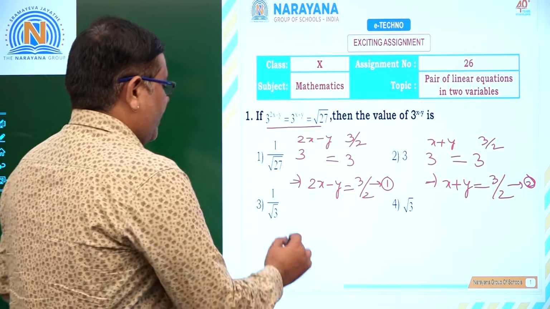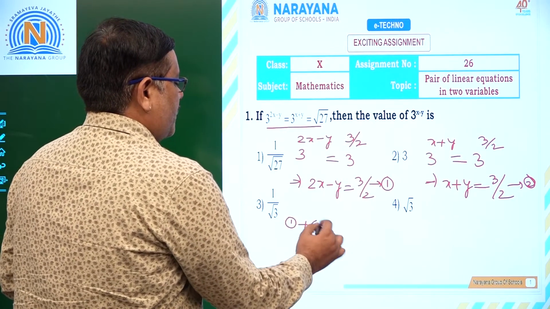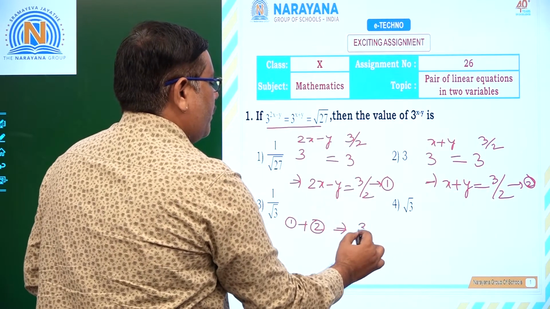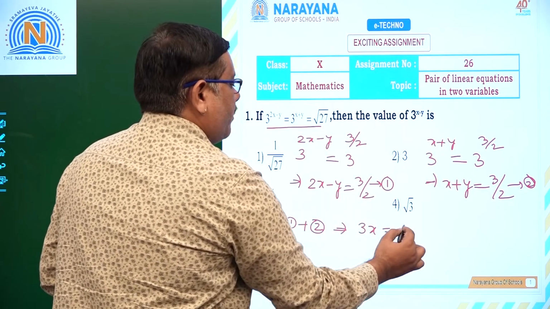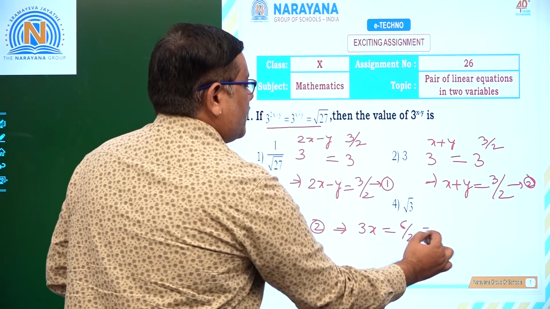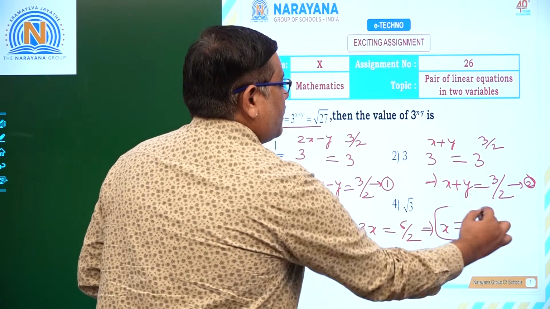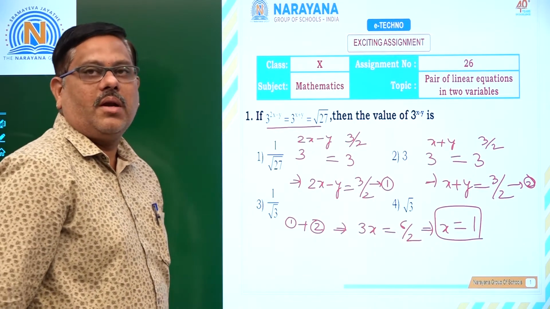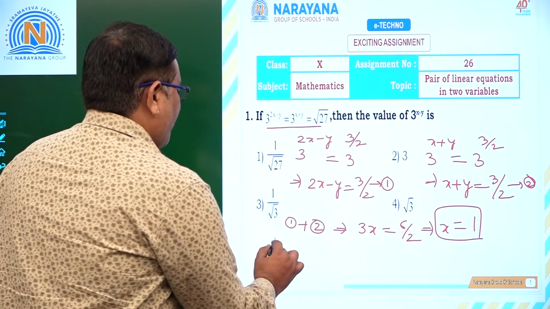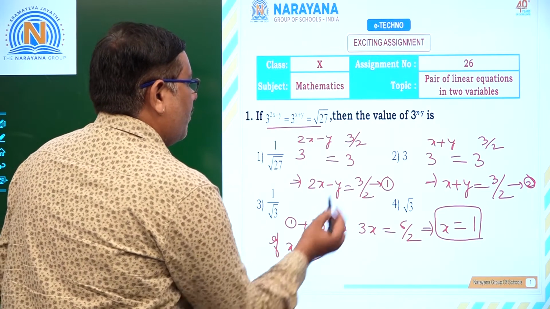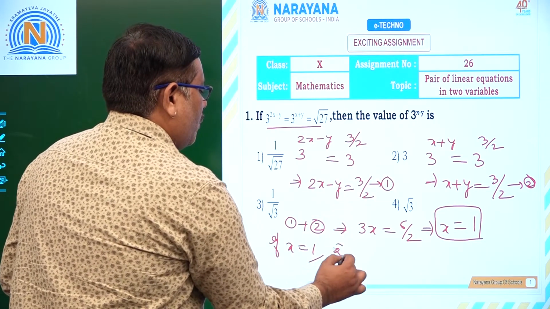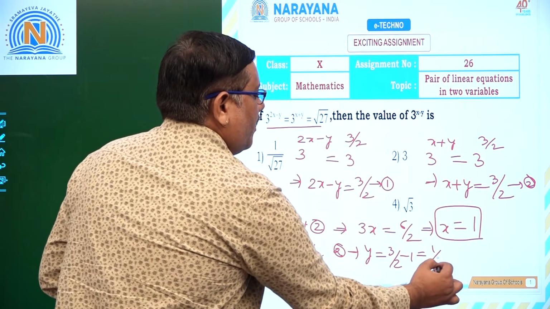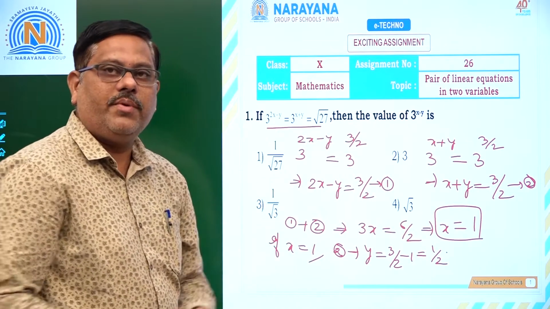Let us add up first equation as well as second equation. First condition and second condition, if at all you add up 2x minus y, x plus y, that is going to be 3x. That is equal to 3 by 2 plus 3 by 2, that is 6 upon 2. That is otherwise x value is 1 for us. Because 6 by 2 is 3, so x is equal to 3 upon 3, that is going to be 1. As x is 1, by using condition 2 implies y is equal to 3 by 2 minus 1. That is going to be 1 by 2. Y value is going to be 1 by 2.